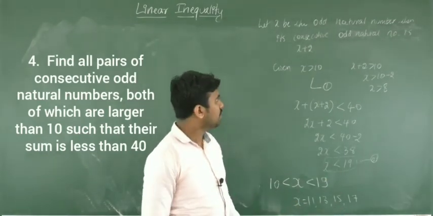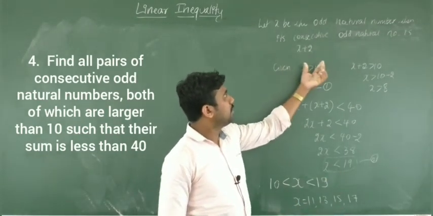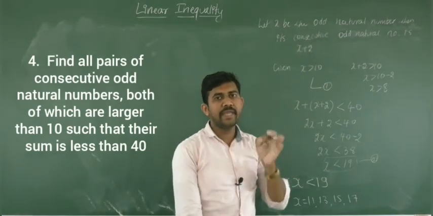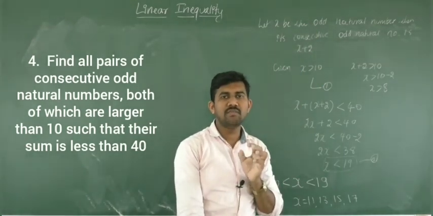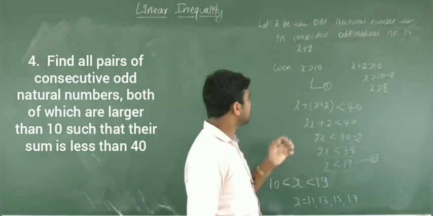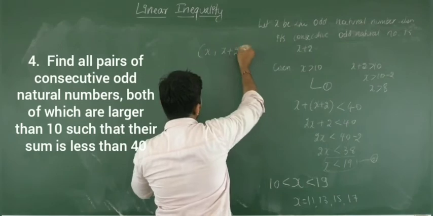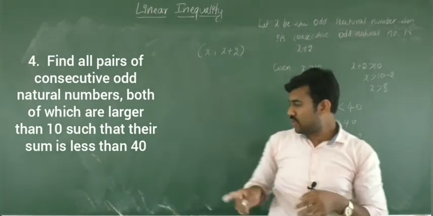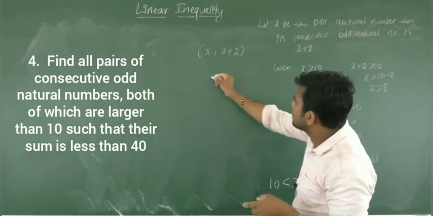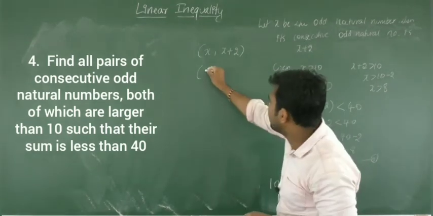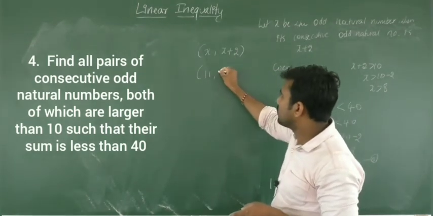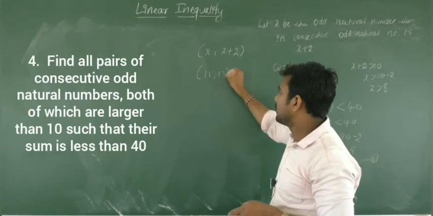Okay, now we need to write the pairs. Find the pairs of odd natural numbers. How do the pairs come? x and x plus 2. Pairs of consecutive odd natural numbers will come in this form. Now what is the first pair we will get? If you consider x is equal to 11, then what is x plus 2? That is equal to 13.